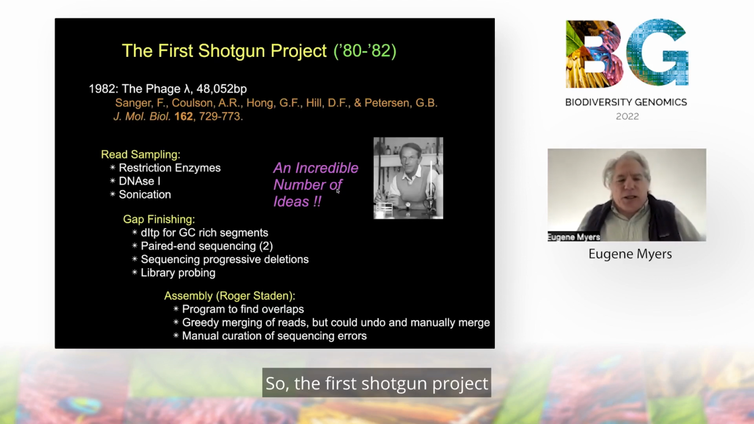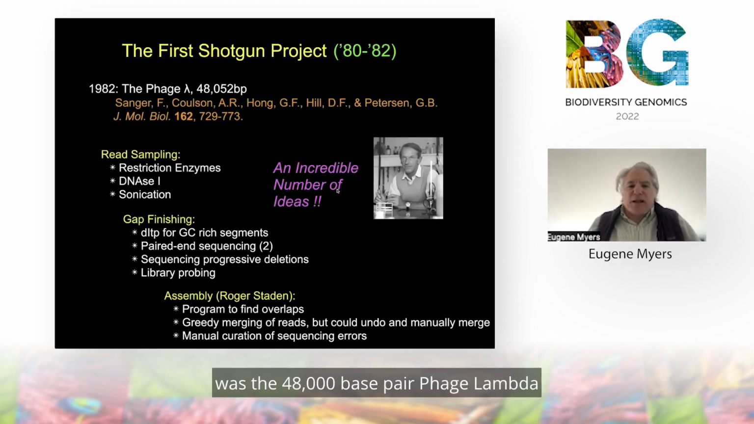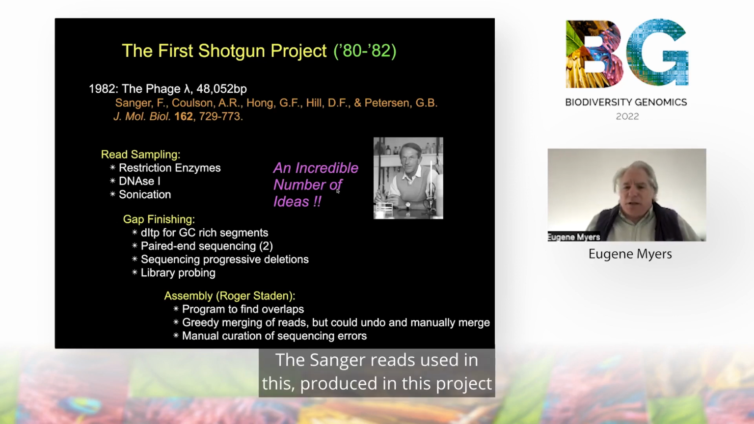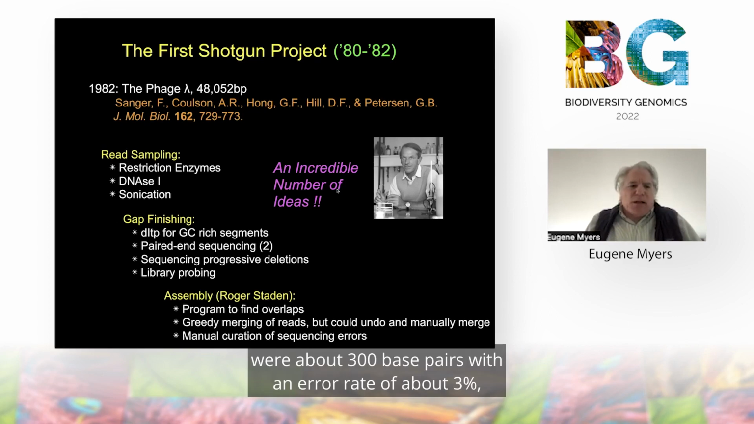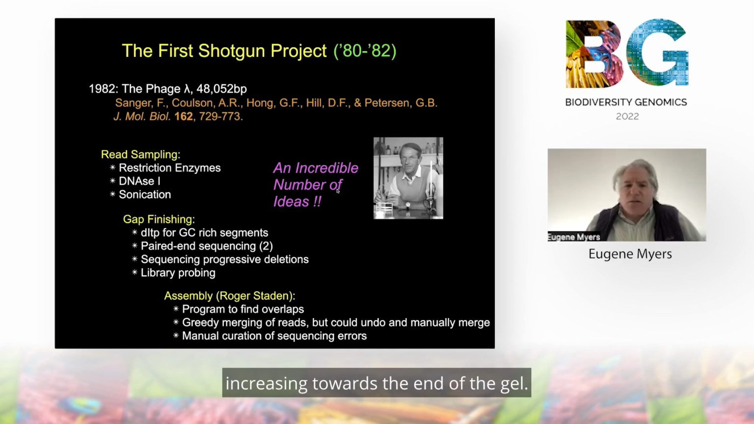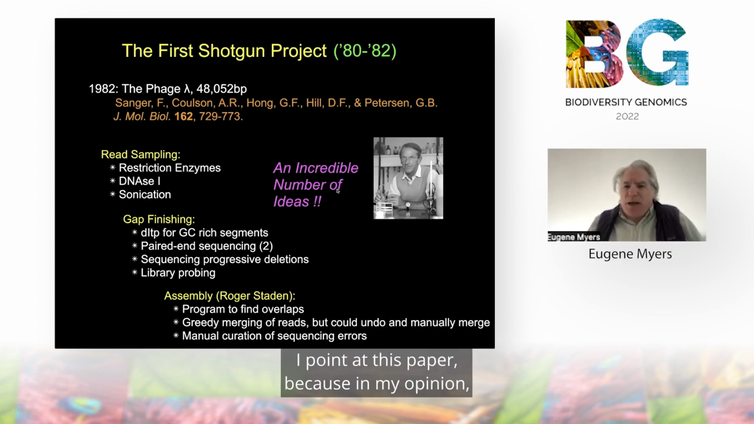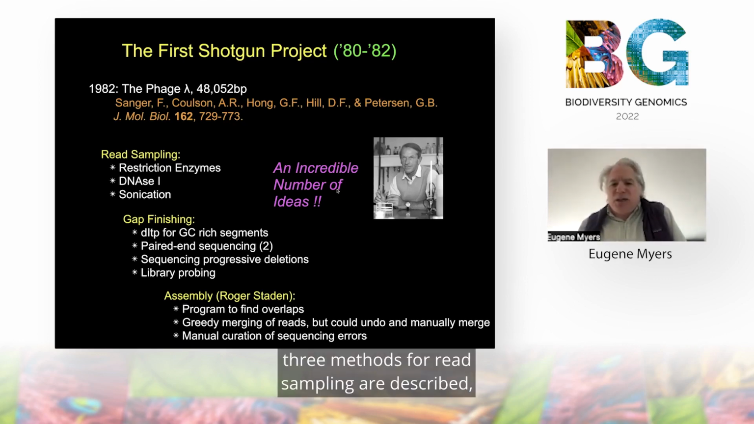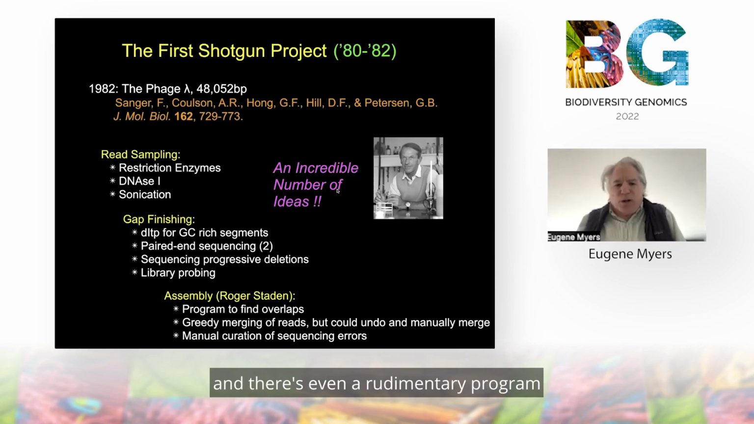So the first shotgun project was the 48,000 base pair phage lambda at the start of the 80s by Fred Sanger and colleagues. The Sanger reads produced in this project were about 300 base pairs with an error rate of about 3%, increasing towards the end of the gel. I point at this paper because, in my opinion, it is a remarkable paper. In just 5 pages, 3 methods for read sampling are described, 4 methods for closing gaps are presented, and there is even a rudimentary program for assembling the data computationally.